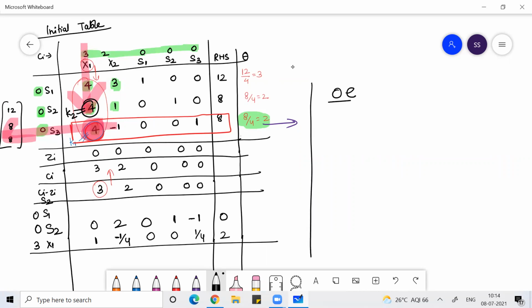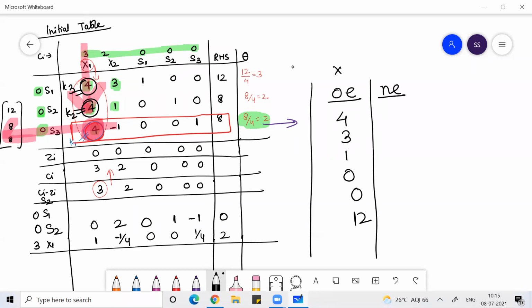So what is the old element of S1? The old element of S1 is 4, 3, 1, 0, 0, 12. Then the constant is again 4 only. The new element here is always X1 only. Don't get confused here. So the new element is 1, minus 1 by 4, then 0, then 0, then 1 by 4, and then 2.